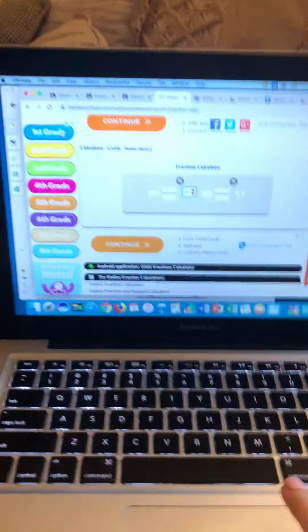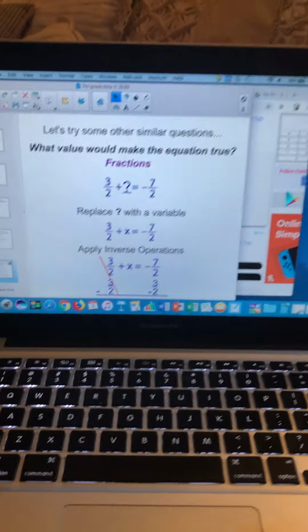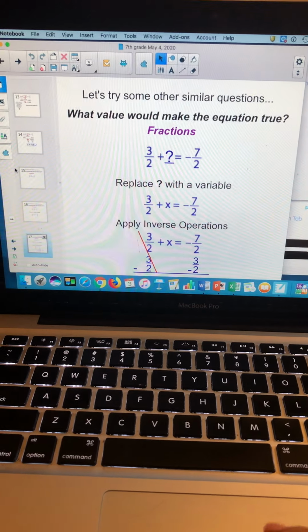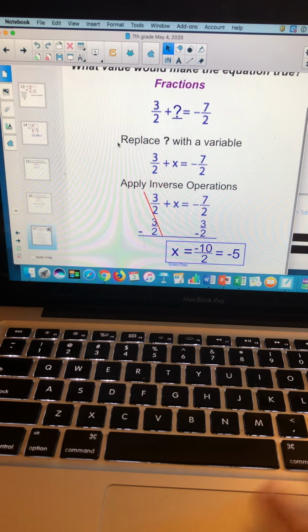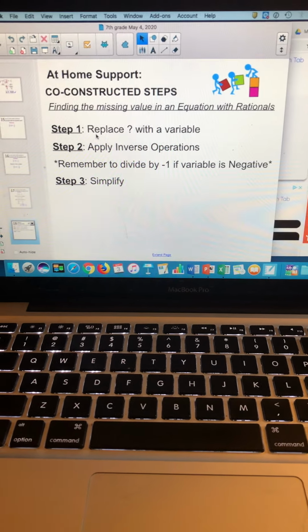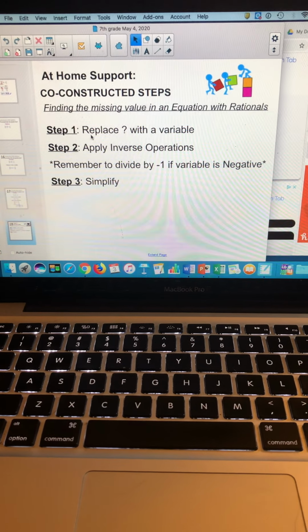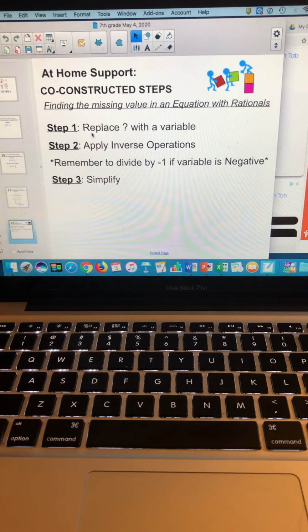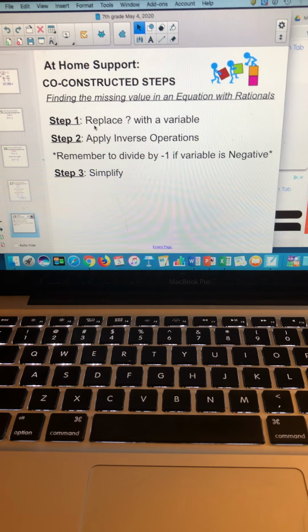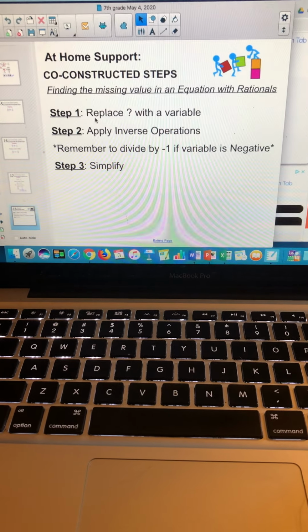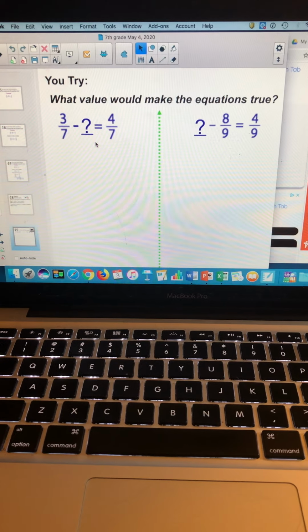Okay, so that's our first example. The work is provided here as I just modeled, okay? And we'll continue. So here are the steps. You're going to replace the question mark with a variable, apply your inverse operations, remember to divide by -1 if the variable is negative, and then simplify. So there are 2 more questions here.